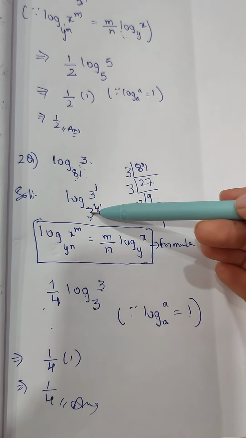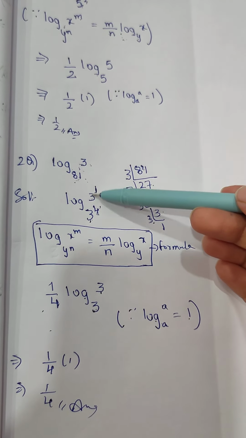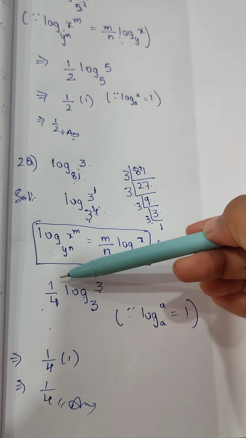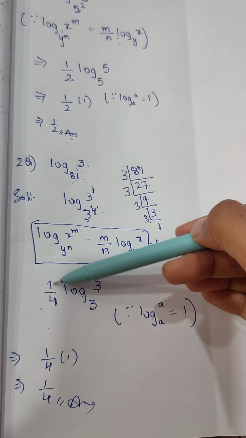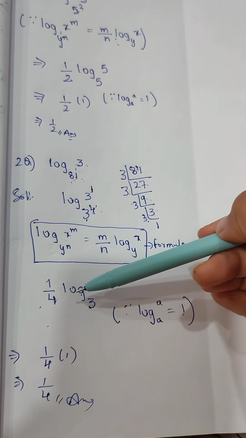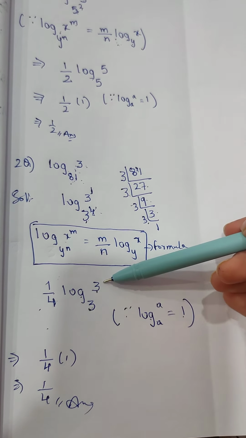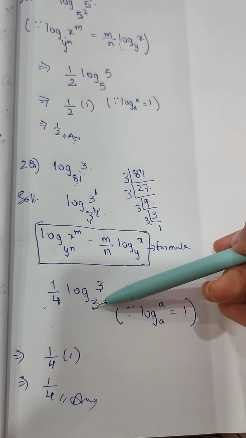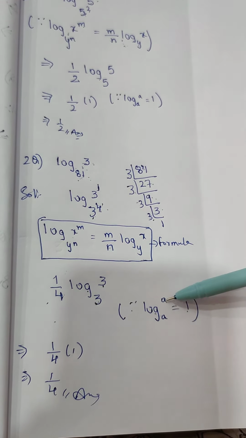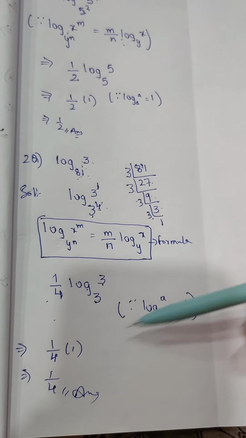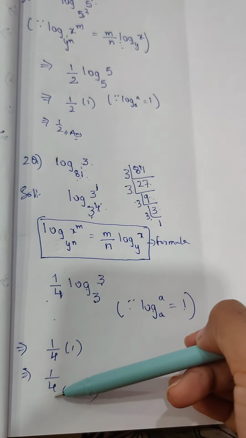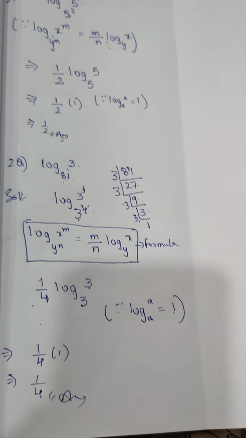Now log base 3 power 4 of 3 power 1. Again we can use the same formula as in the previous sum. So we write the powers outside, before the log. 1 by 4 is the power, so we write 1 by 4 outside, and log base 3 of 3. Here again 3 and 3 are the same, so by the formula log a base a is equal to 1, in place of log 3 we write 1. 1 by 4 into 1 is 1 by 4, which is the answer.